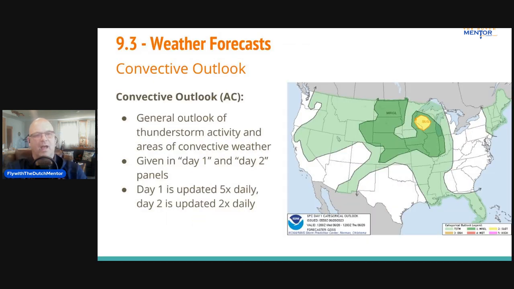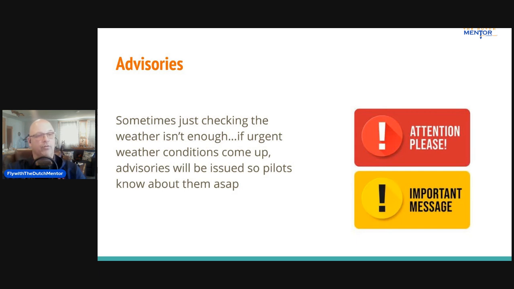The convective outlook is the general outlook of thunderstorm activity. This is, of course, important, as a helicopter pilot, we don't want to come within 20 miles of any thunderstorm. The anvil could hold all kinds of surprises that could be detrimental to flight. The beautiful thing about flying helicopters, of course, is that if you come into convective weather circumstances, you can always land off-field and wait the storm out rather than trying to outrun it, which is sometimes very difficult to do.